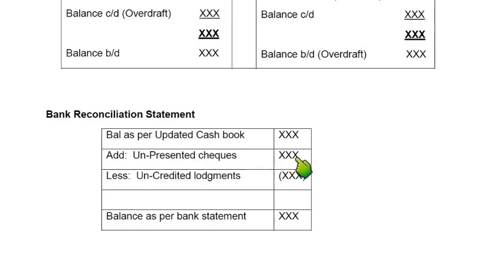If the supplier presents this check to the bank, sooner or later this money will be deducted from our bank account, and we are left with this balance as per updated cash book. So this is the real bank balance, that is balance as per updated cash book. So I hope I was able to explain this topic to you.